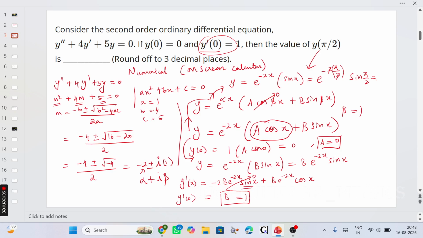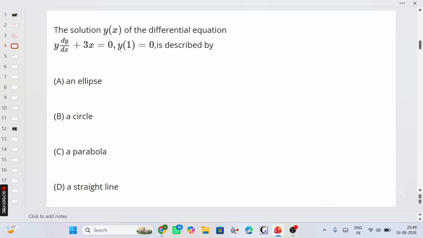Right, so the solution y of x of a differential equation, this is the first order differential equation, y into dy by dx plus 3x is equal to 0. Then y of 1 is equal to 0 is described by what? Whether it's an ellipse, the solutions can be described by any one of these general equations. Okay, right. So let's write.